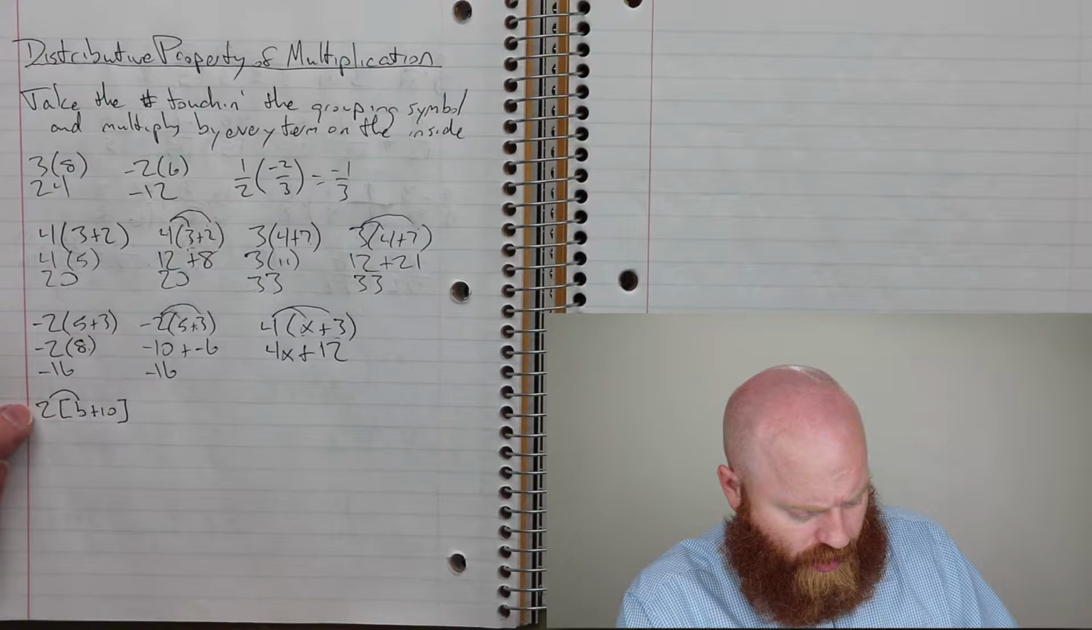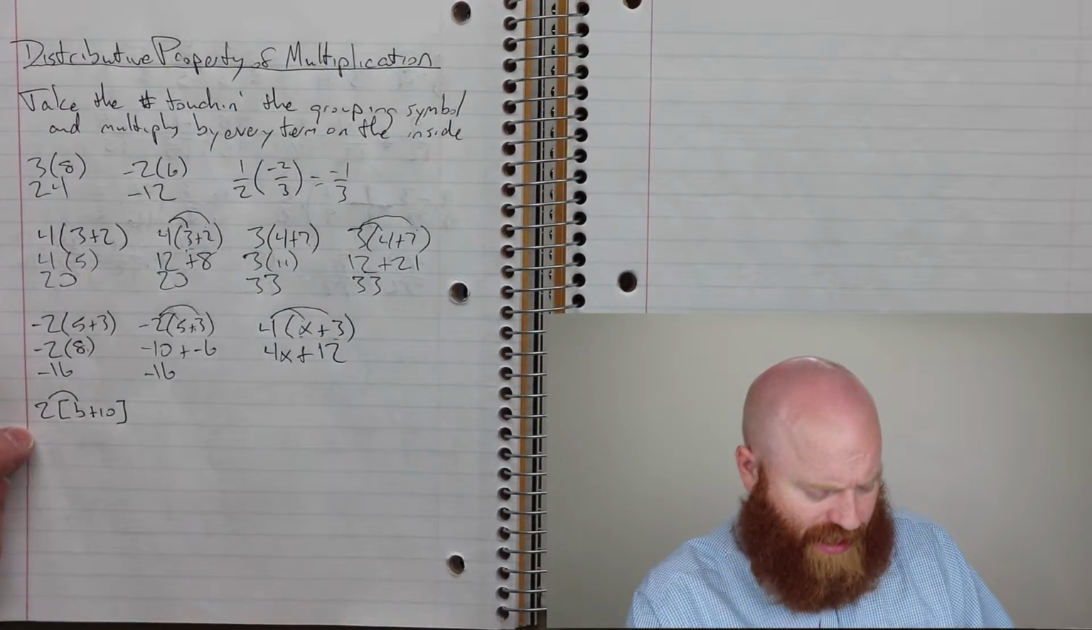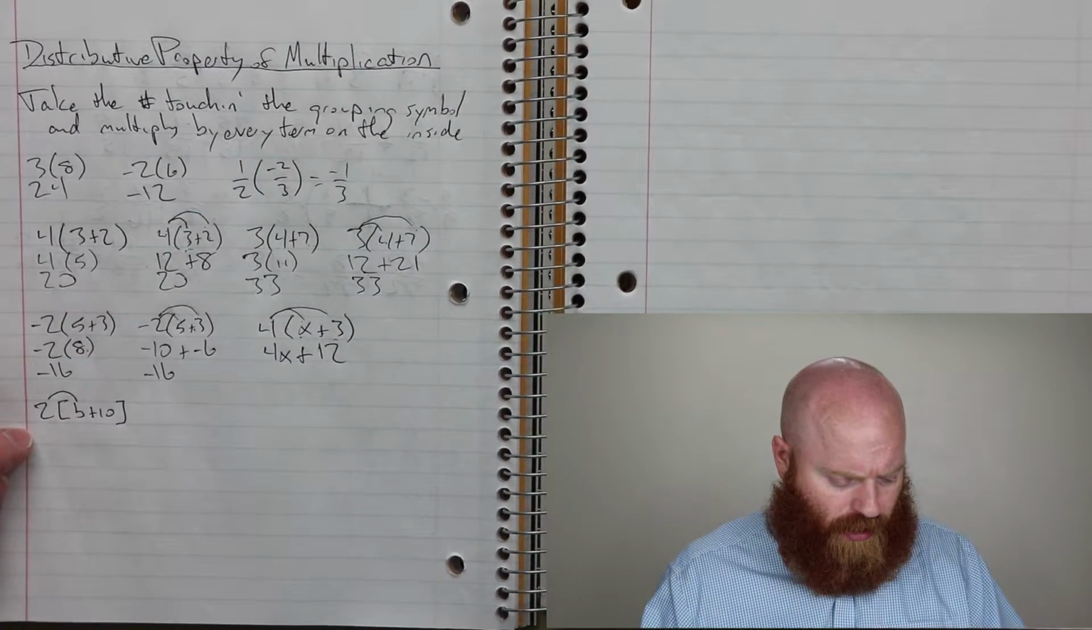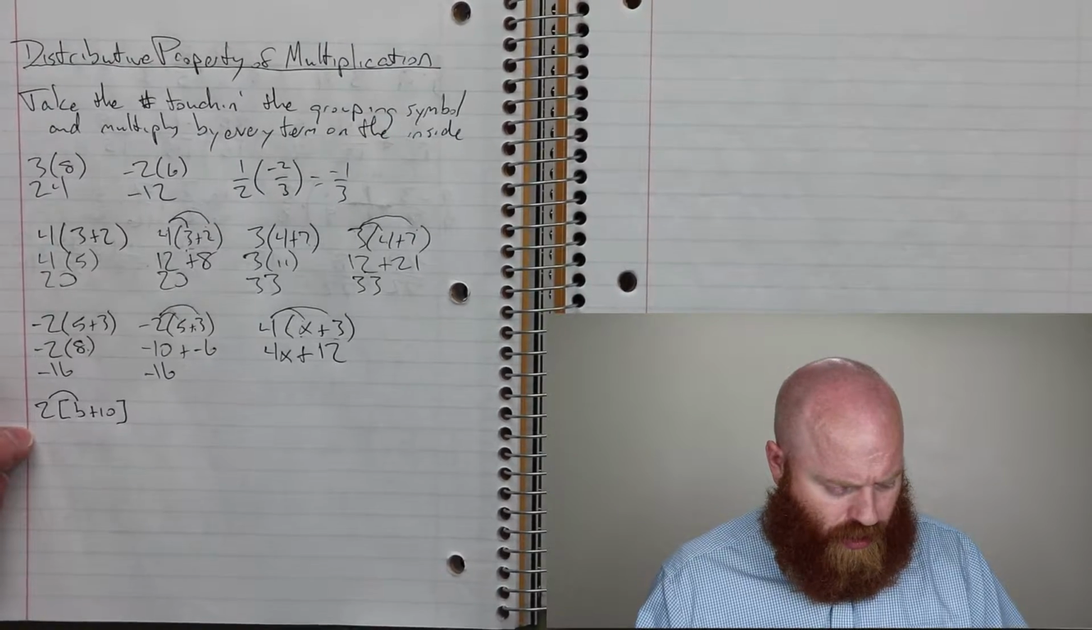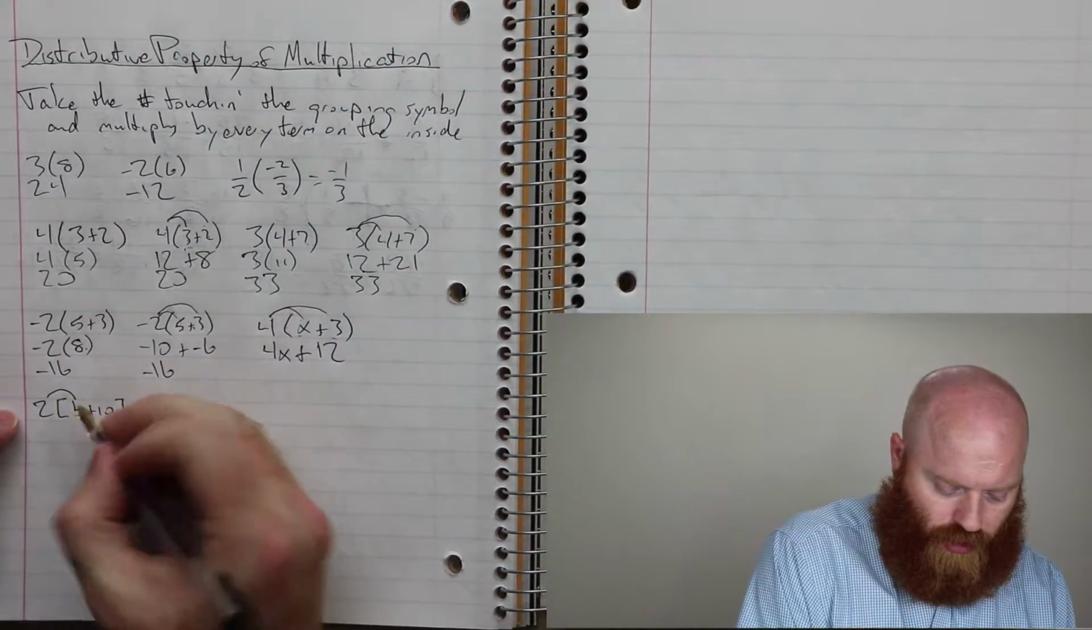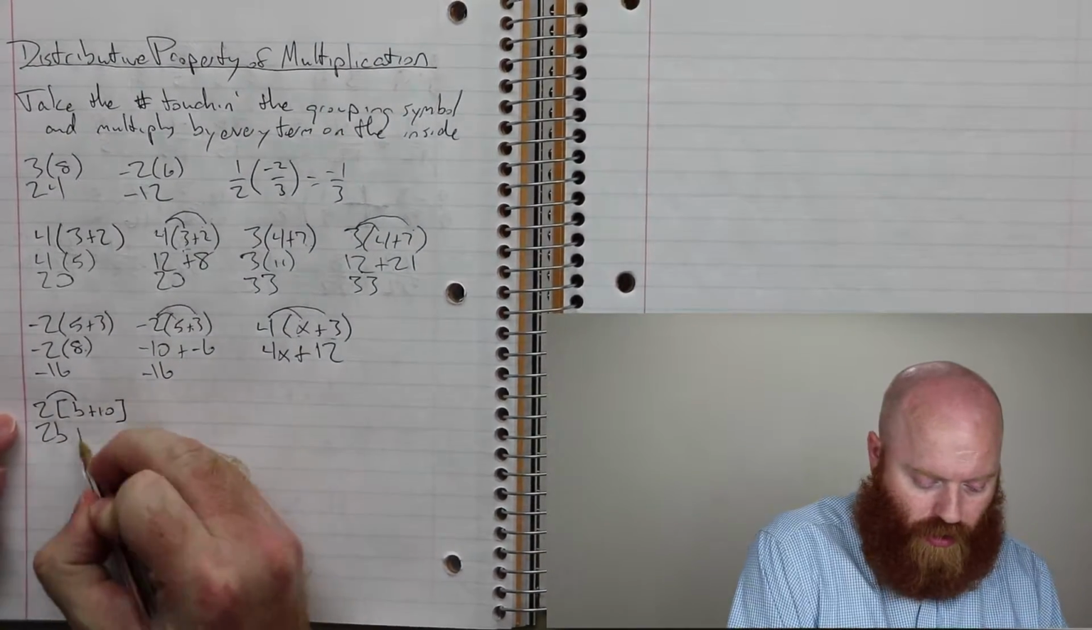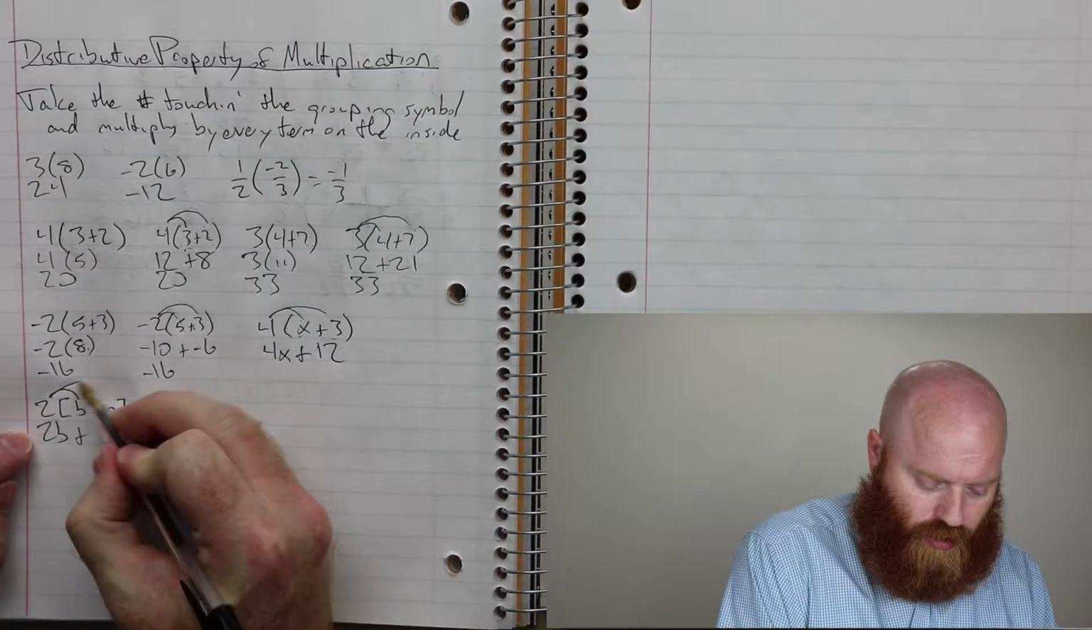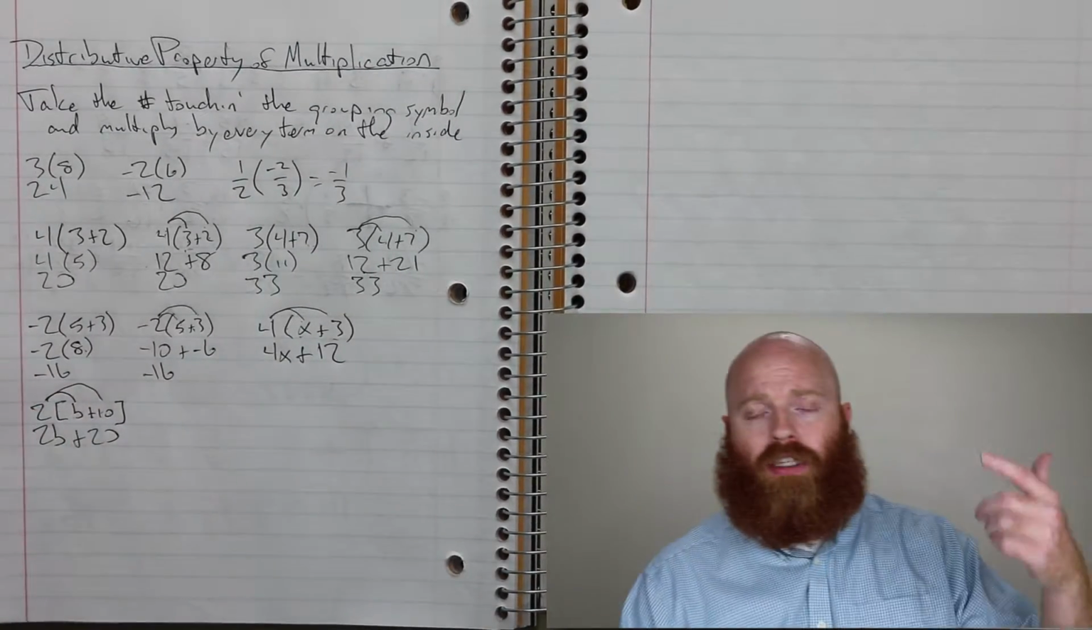Okay, so what's 2 times b? Is that 2b or not 2b? Yeah, that's the question. Ooh, is that 2b or not 2b? That's 2b. Okay, so 2 times b is 2b. Bring down a plus, always bring down a plus. And then 2 times 10 is 20, and that's the answer.